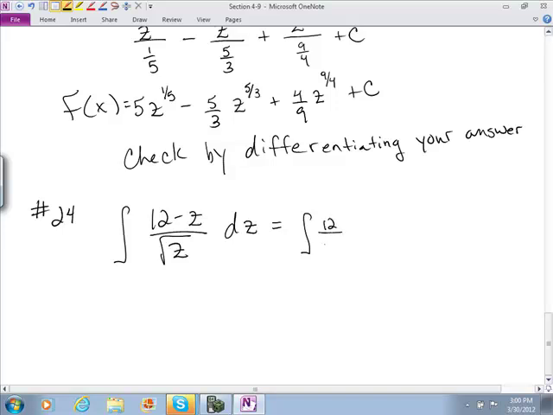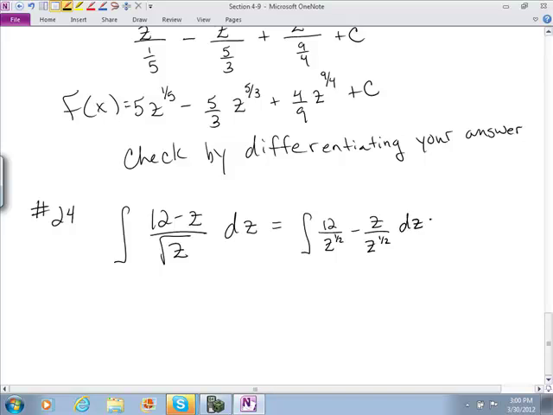It's 12 over the square root of z minus z over the square root of z, right? And I'm just going to write the square root of z as z to the 1/2, because that's going to be a better way to think of it. And then I'm still simplifying.